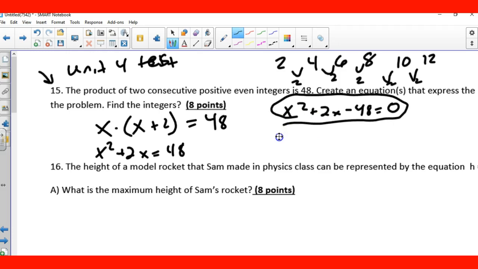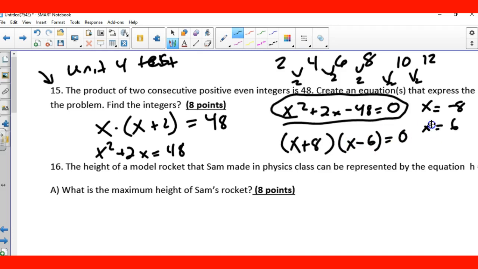If you want to actually find the values, you would just factor this. You would factor it to get x plus 8 and x minus 6. And so you solve each one of these for x. You move the 8 to the other side and get x equals negative 8. And for this one, you get x equals 6. Well, this one's negative, so we want two positive numbers, so we're not looking at that one. We're looking at this one, 6. So if x is 6, then the second number will be 6 plus 2, which is 8. These are the two consecutive numbers that if I multiply them, 6 times 8 is 48.